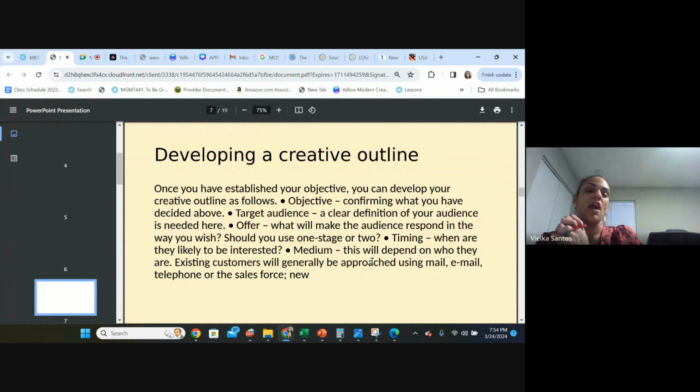Developing a creative outline. Once you have established your objective, you can develop your creative outline as follows. Objective: confirming what you have decided above. Target audience: a clear definition of your audience is needed here. Offer: what will make the audience respond in the way you wish. Should you use one stage or two? Timing: when are they likely to be interested? Medium: this will depend on who they are. Existing customers will generally be approached using mail, email. It depends on the needs of your customer. It depends on what product you are dealing with, etc.